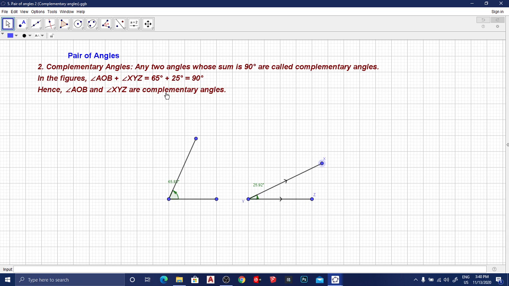Okay. So what is the definition for complementary angles? Any two angles whose sum is 90 degrees are called complementary angles to each other. There is no need to have a common vertex and common arm here, but in adjacent angles they should have a common vertex and common arm. That's the definition of complementary angles.